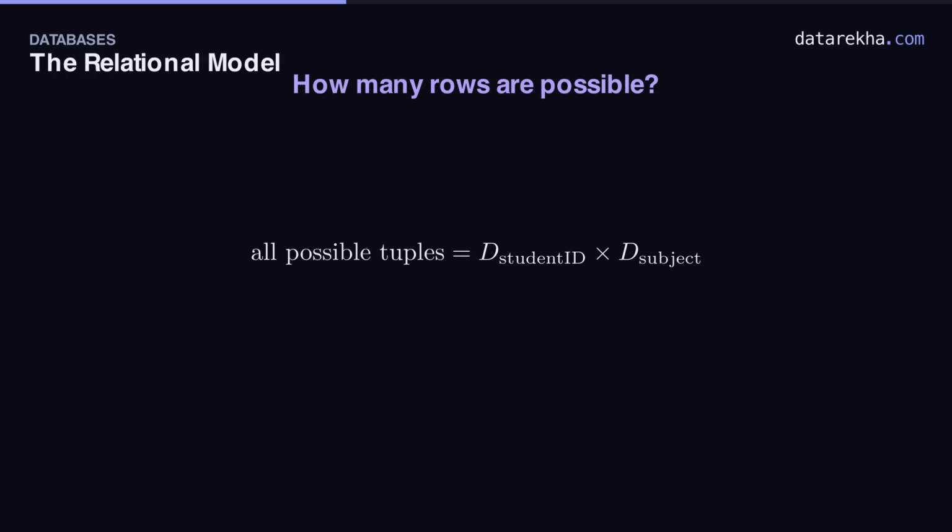The set of all such pairs is called the Cartesian product of the 2 domains, and its size is simply the product of the domain sizes. 100 students times 3 subjects. 100 times 3 is 300. So there are 300 possible distinct tuples, and that's the most rows this relation could ever contain, which gives us a hard ceiling. The cardinality of marks can never exceed 300. In general, multiply the domain sizes and you get the maximum possible cardinality, a neat consequence of a relation being nothing but a set of tuples drawn from its domains.